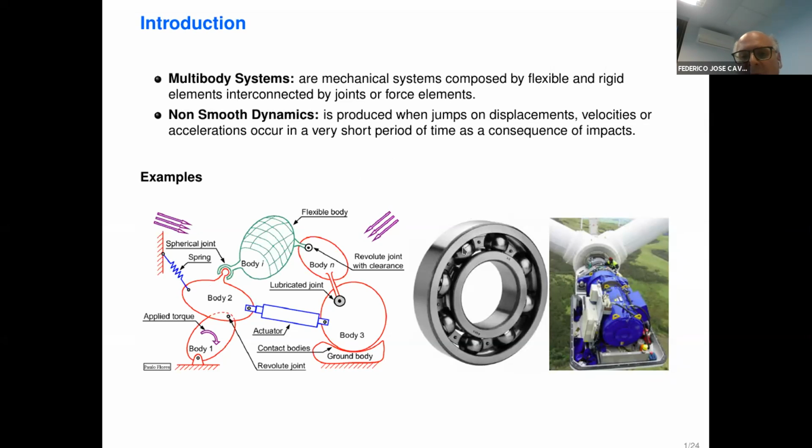For example, for the wear effect, you have impact between the ball and the casing. As a consequence, it generates acceleration or displacements. In other more complex systems, such as the gearbox of this wind turbine, the gap between the teeth of the gearbox generates impacts and then generates acceleration, which propagates to the rest of the components of the structure.